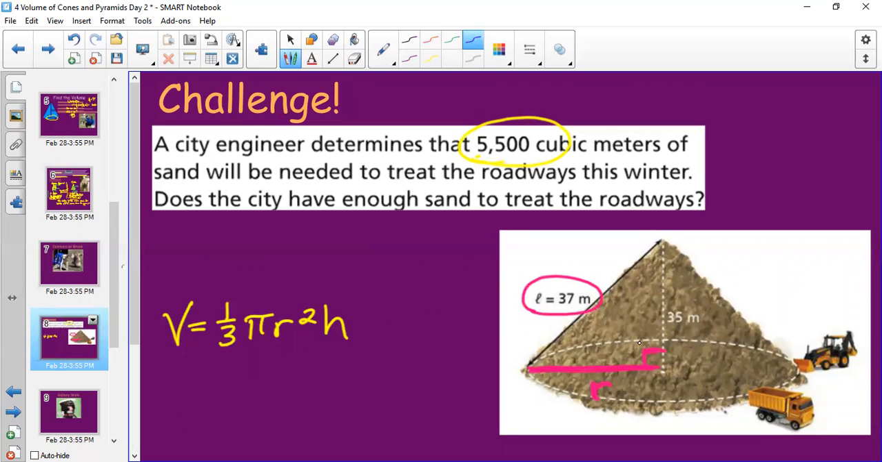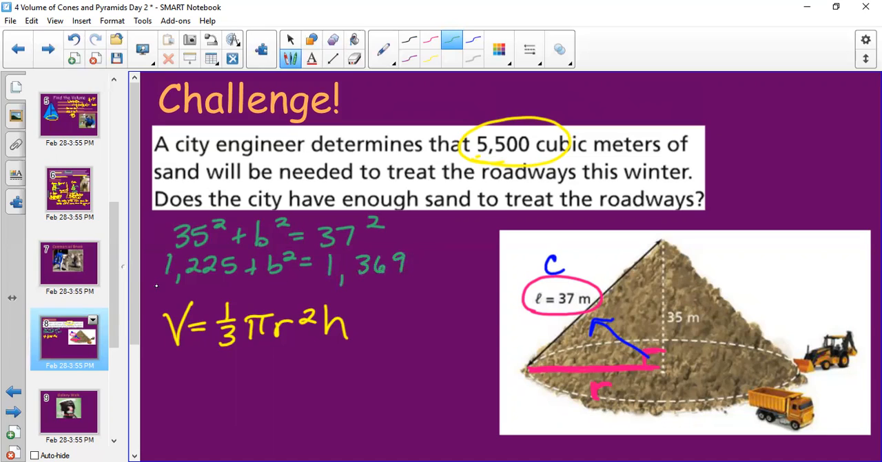So if I'm labeling the sides, I know the hypotenuse is always across from the right angle. So that's our C. So that means our radius must be smaller than 37. So I'm going to go ahead and plug it into my formula here. 35 squared plus b squared equals 37 squared. Well, 35 squared is 1,225. And 37 squared is 1,369. And we're going to subtract those two.